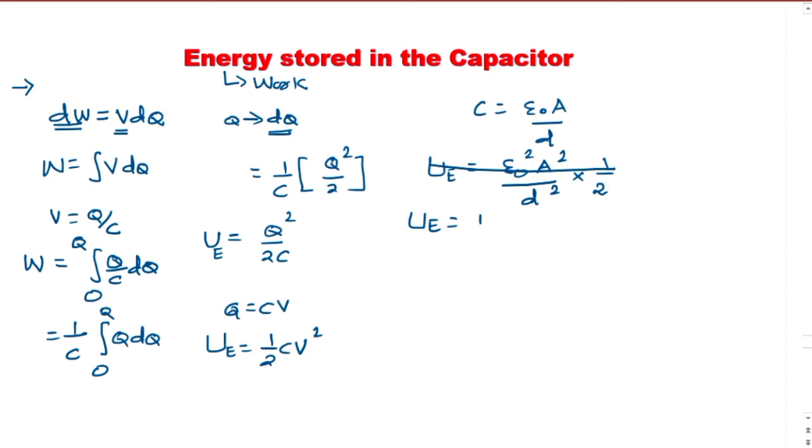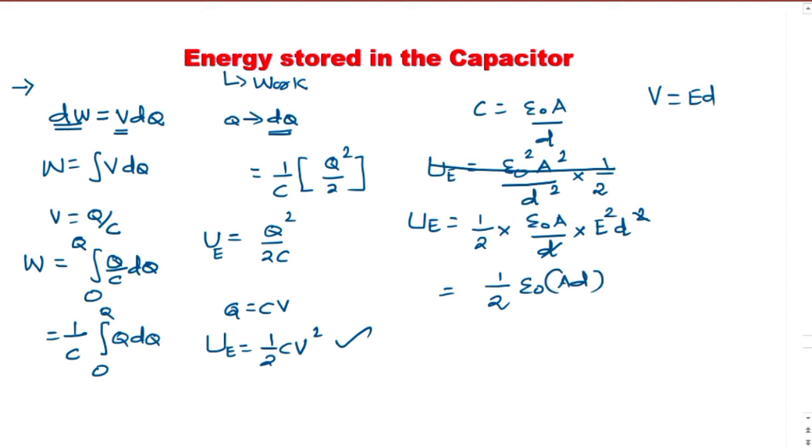You can take the formula 1 by 2 CV square for calculating the energy density. C is epsilon naught A divided by d, into V square. What is V? V is the potential difference, V equal to electric field into distance, E d. So V square means E square into d square, so d can be cancelled. So what you get is 1 by 2 epsilon naught A d into E square, and this is your energy.